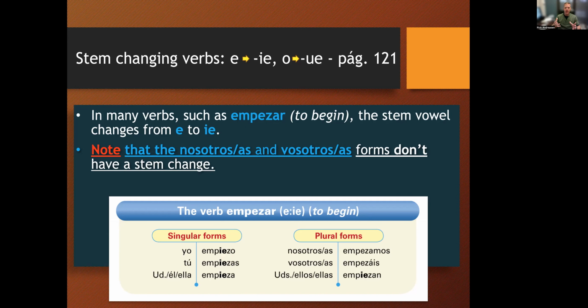So let's just talk about this pronunciation. Clase, repitan. Yo empiezo. Tú empiezas. Usted, él, ella empieza. Nosotros empezamos. Vosotros, vosotras empezáis. And ustedes, ellos, ellas empiezan. Okay, so again, that E in that stem is changed to IE in the three singular forms and the third person plural form.